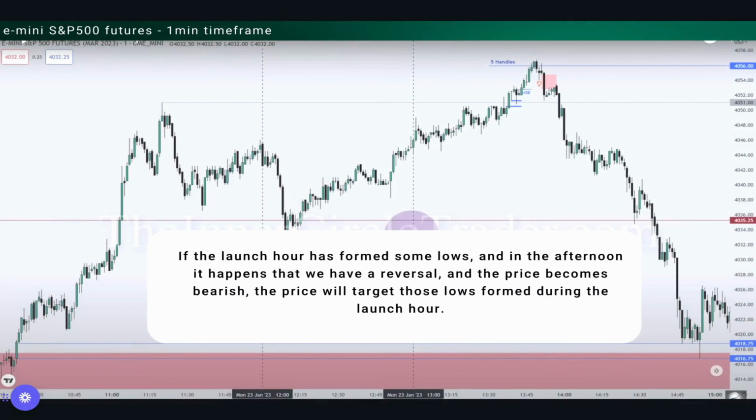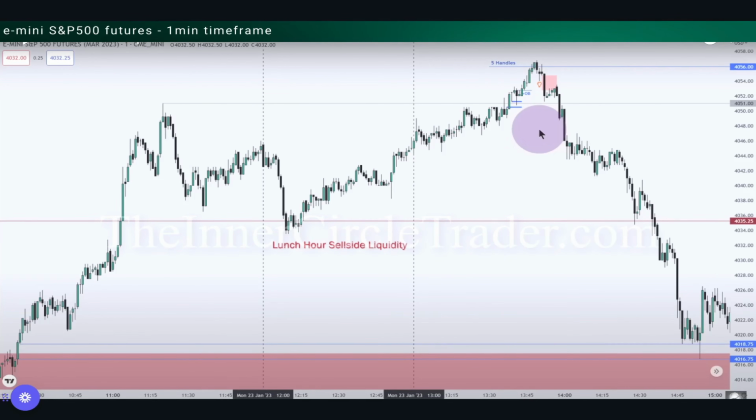ICT tells us that if the lunch hour has formed some lows and in the afternoon it happens that we have a reversal, the price becomes, for example, bearish in our case. The price will target those lows formed during the lunch hour. And so those are going to be some levels that are important for us in the afternoon. ICT talks about it in our specific case this time as the lunch hour sell side liquidity.